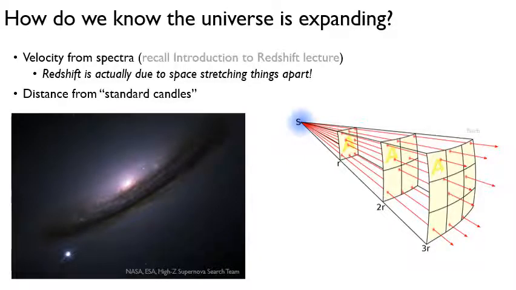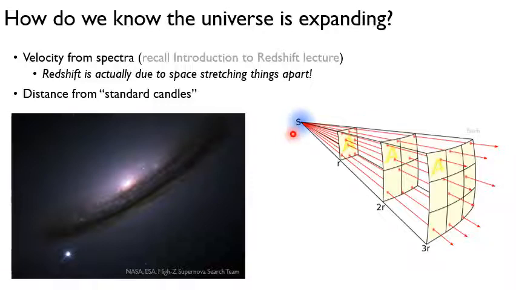And how do we get the distance? For that, we need a standard candle. What a standard candle is in astronomy is an object that we believe we know the intrinsic luminosity of, how bright it is, and then we can measure how many photons we detect from that object, and the fewer we detect, the further away it is.